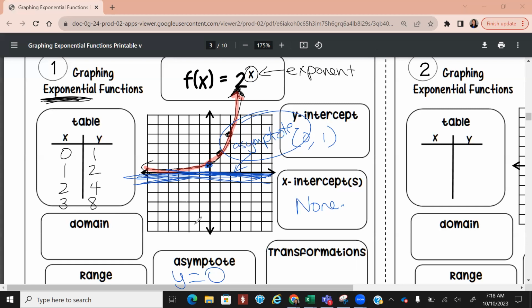Now, for our domain for all of our exponential functions, that's going to be negative infinity to positive infinity. Our range is going to be a little different depending on the function. Our range is going to be our lowest to our highest. Well, we have an asymptote at 0. So it goes all the way down to 0, but never touches. And then it goes to positive infinity. So we go from 0 to positive infinity. Notice how I used parentheses instead of brackets on this one.